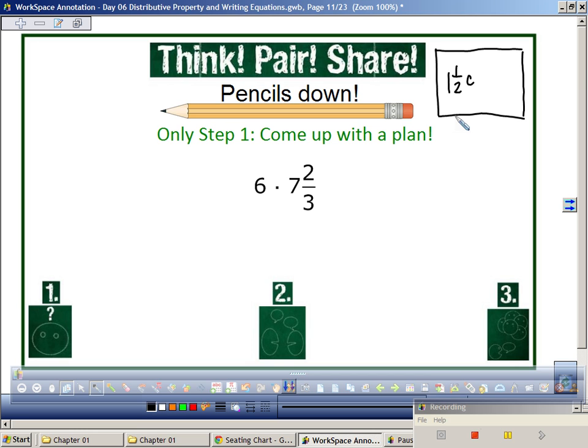Raise your hand. Yes, sir. 1 cup and then another half of a cup. So that could be written 1 cup plus half of a cup. Right? Based on that, I want to see your plans now.